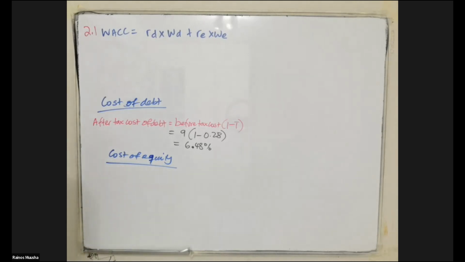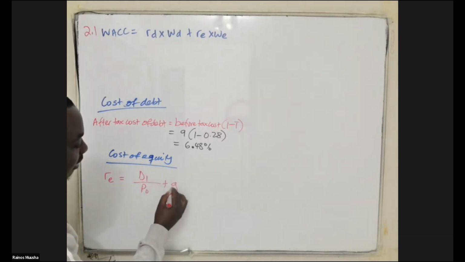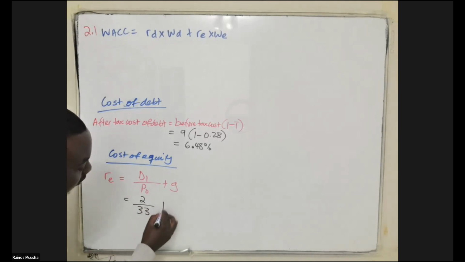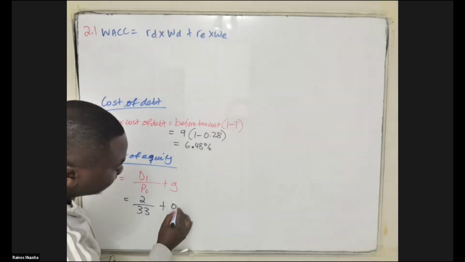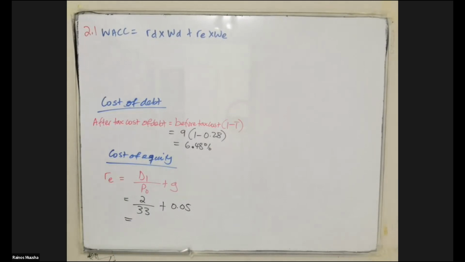And for the constant growth model, we know that the cost of equity is given as your D1 over the price of the share plus the growth rate, which means in this case is going to be equal to our D1 of 2 rand divided by the price of the share, which is given as 33, plus the growth rate, which is given to us as 5%. So this will give us the cost of equity.